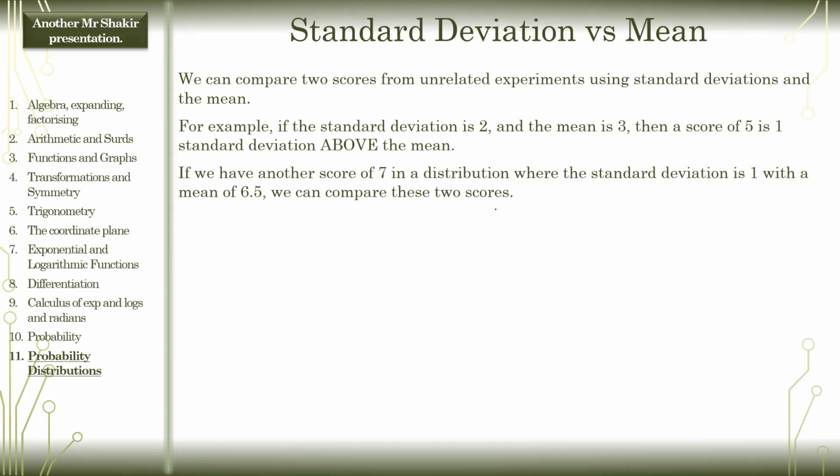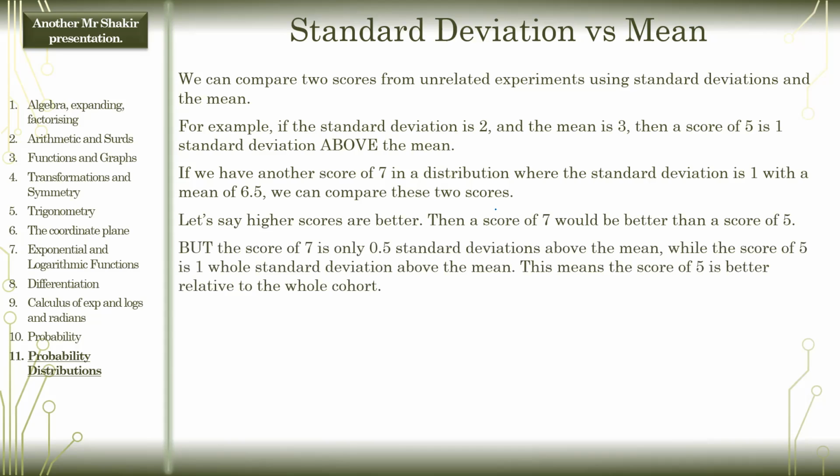Anyway, coming back to the question, if you have a score of 7 and a distribution where the standard deviation is 1 with a mean of 6.5, so the average is 6.5, and someone got 7, did you do well? No, because you're only half a standard deviation above the mean. Let's say high scores are better, then a score of 7 would be better than a score of 5. However, the score of 7 is only half a standard deviation above the mean, while the score of 5 is 1 whole standard deviation above the mean. This means the score of 5 is better relative to the whole cohort.